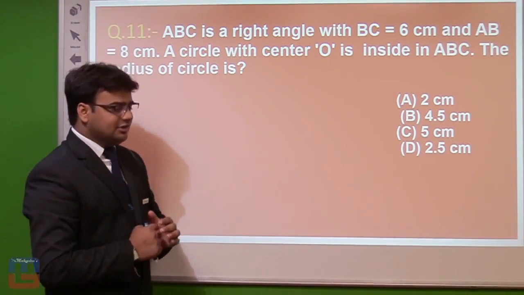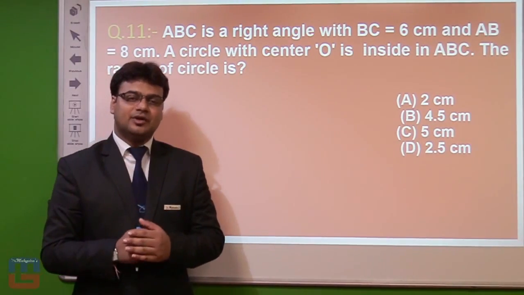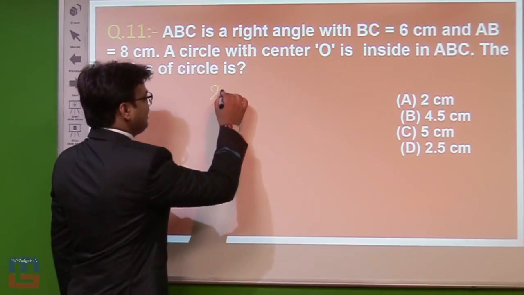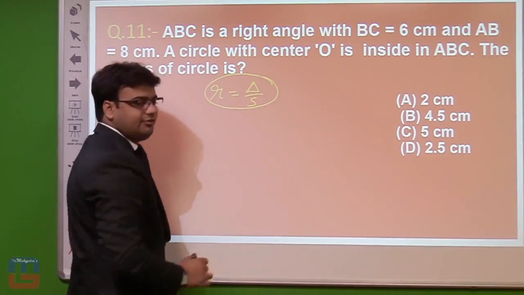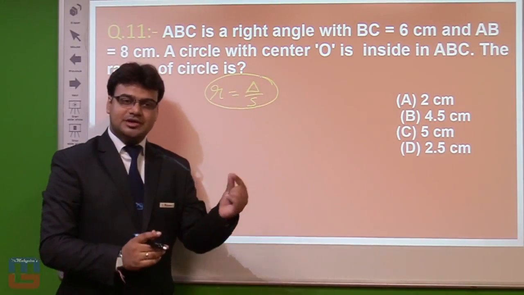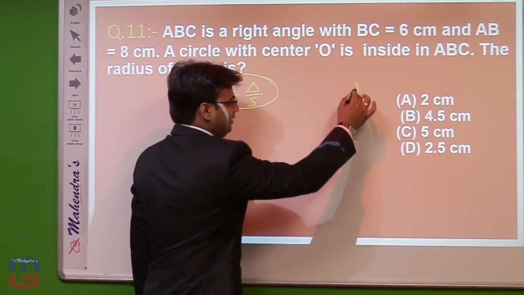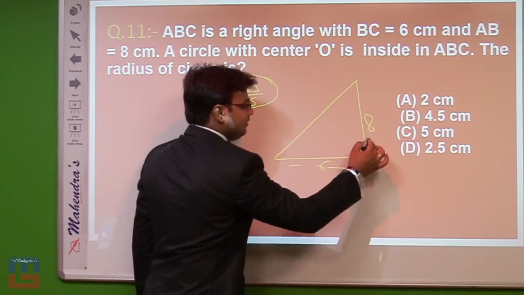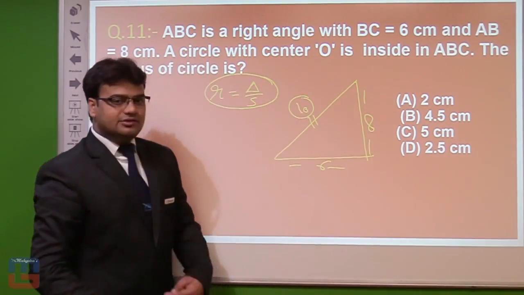We know that a circle inside the triangle means we require the inradius of the triangle. We know the radius of the triangle is equal to delta upon S. Delta means area of the triangle, S means semi-perimeter of the triangle. Here the triangle is a right angle triangle, so one side is 6 and another side is 8, that means the third side is 10, by the Pythagorean triplet.